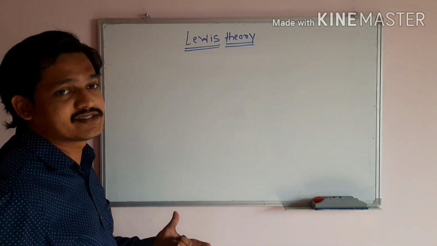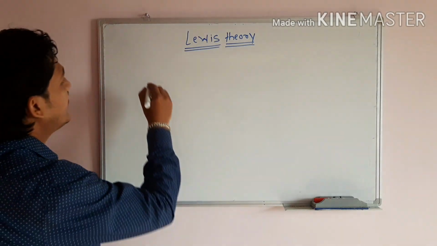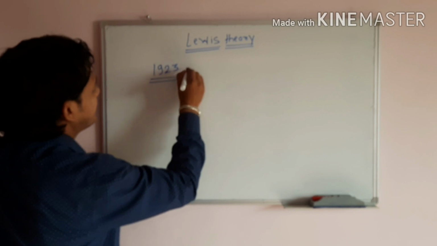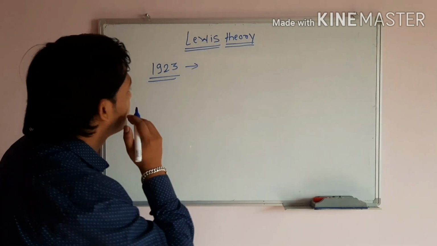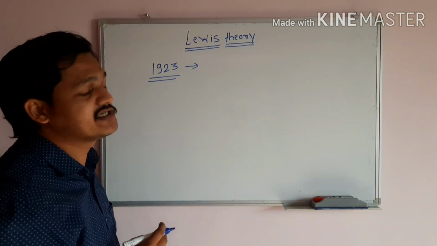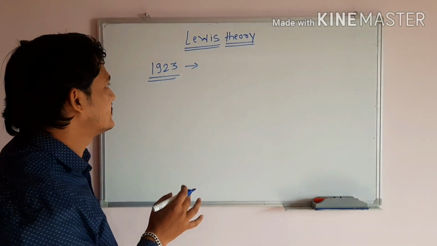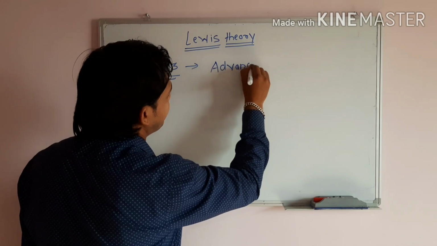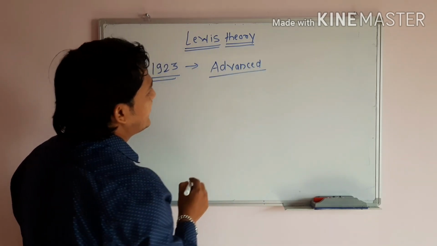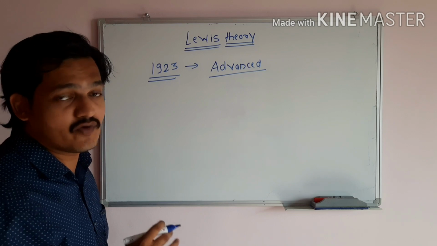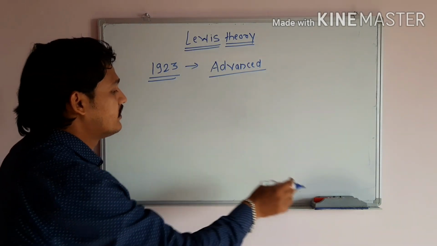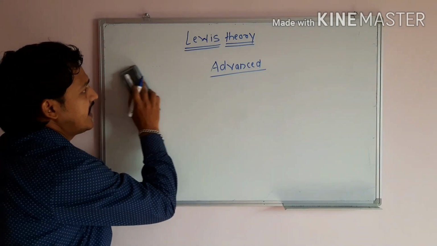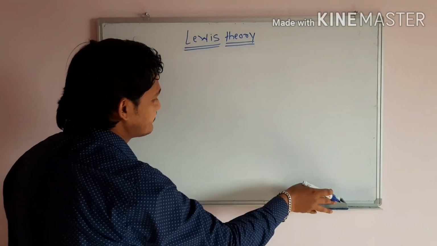After Arrhenius and Lowry-Bronsted, in 1923 the scientist Lewis described the definitions of acids and bases. This is the most advanced concept for explaining acids and bases so far. So now let us move to the concept of acids and bases according to Lewis.